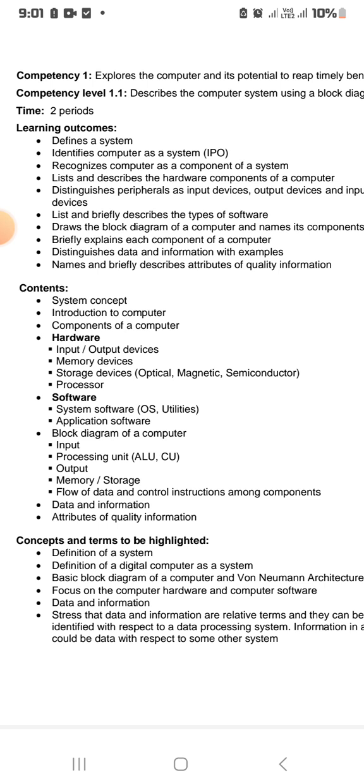And then the hard copy. So hard copy is related to printers. First of all, hard copies are tangible computer outputs. The devices which provide hard copy output are printers. There are two main types of printers: impact printers and non-impact printers.